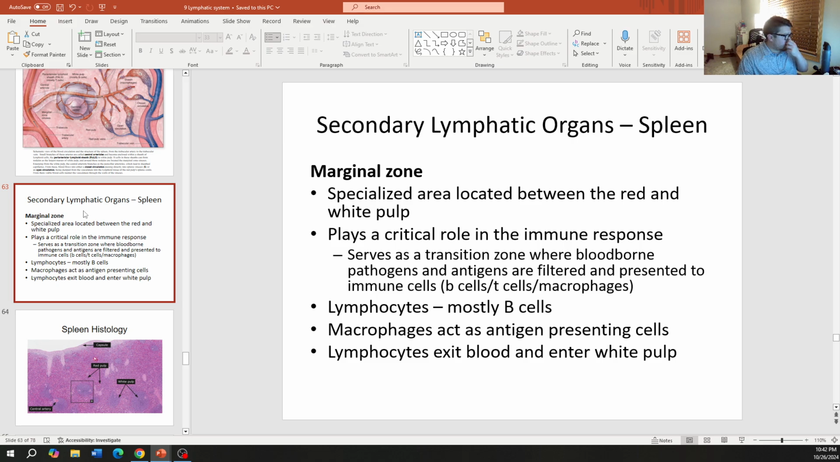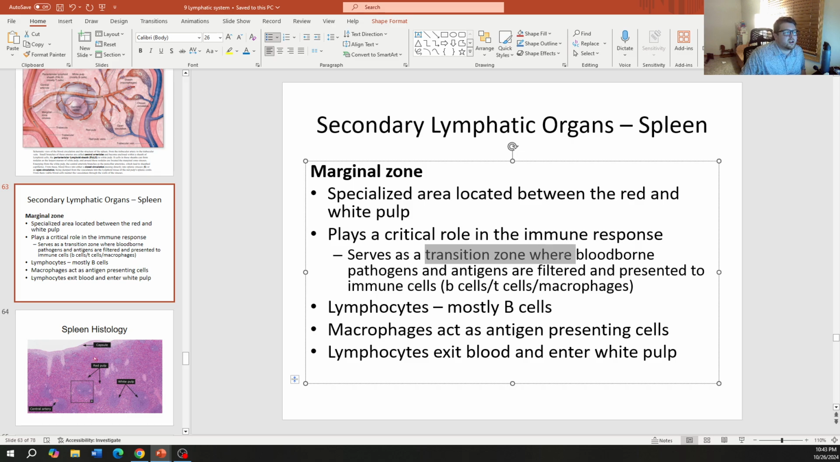Additionally, there's a third spot. There's red pulp, there's white pulp, and then there's a space called the marginal zone. This is a specialized area between the red and the white pulp. It has a critical role in the immune system. It is a transition zone where our blood-borne pathogens and antigens are filtered and then presented to our immune cells.